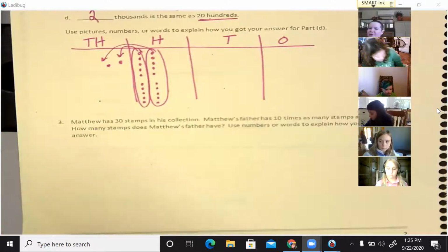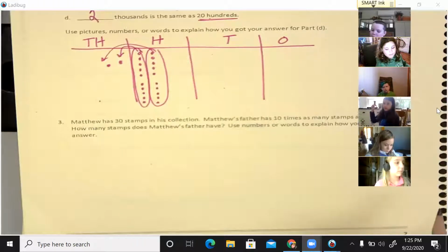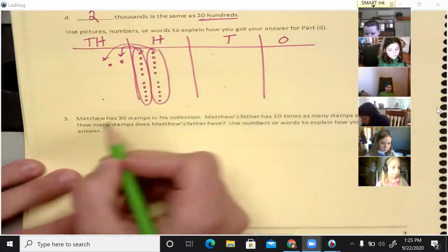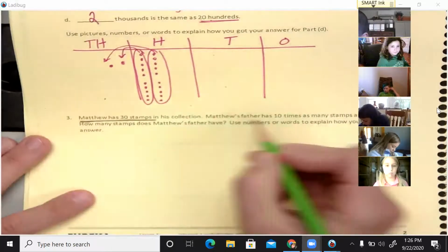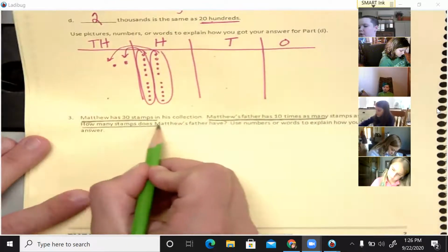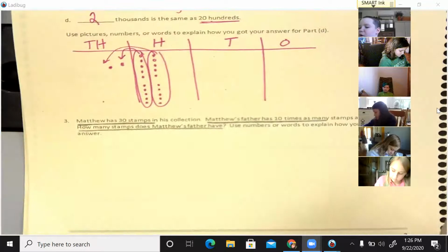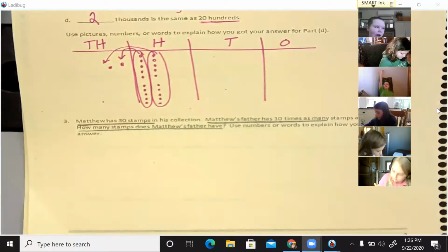Okay, and if you have a highlighter, this is where we would use it, or I'm just going to use my pencil because I don't have one with me right now, and we're going to underline what's important. So we need to know that Matthew has 30 stamps, and Matthew's father has 10 times as many. We want to know how many stamps Matthew's father has. Does anyone have any ideas of what we could do to solve? What do you think, Peyton?